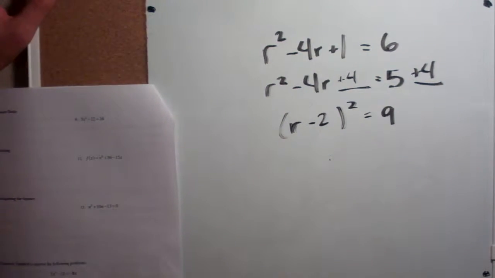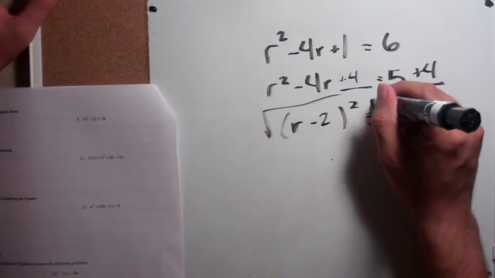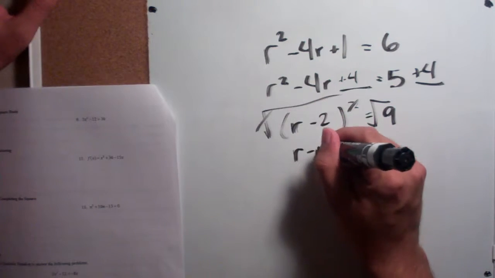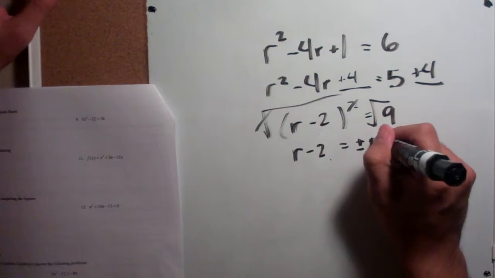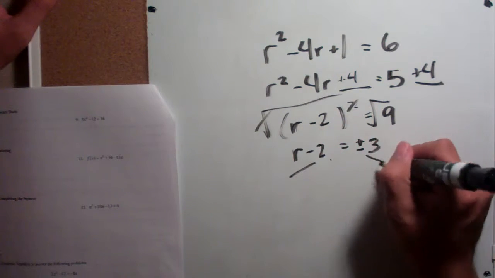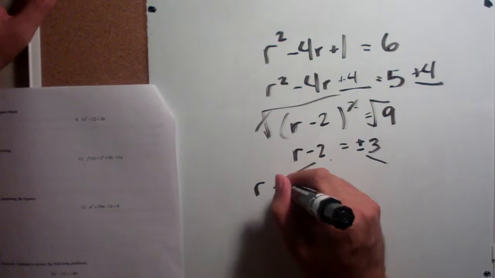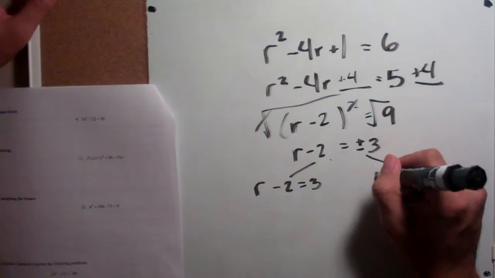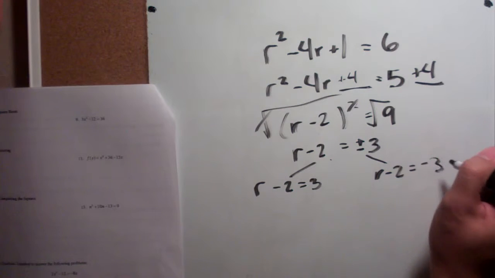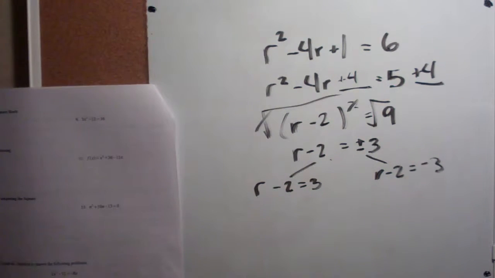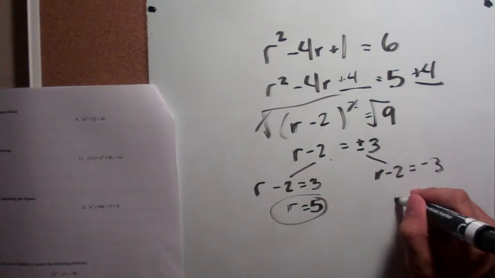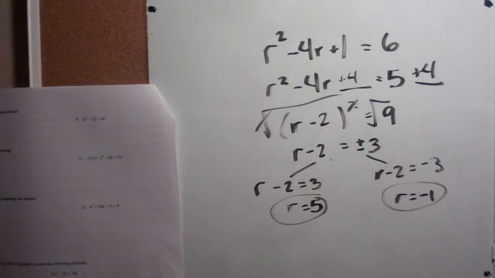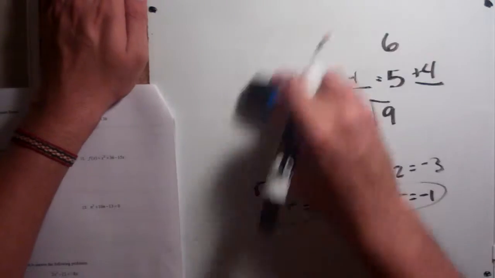I have to get rid of the square. Now we're solving. We're going to square root both sides. We're going to have r minus 2 equal to the square root of 9, which is 3, but it's plus or minus 3. By solving, we're going to have to separate this into two cases: r minus 2 equal to a positive 3 and r minus 2 equal to a negative 3. In both cases, I'm going to add 2 to both sides. So we have r equal to 5 for our first solution and r equal to a negative 1 for our second solution.